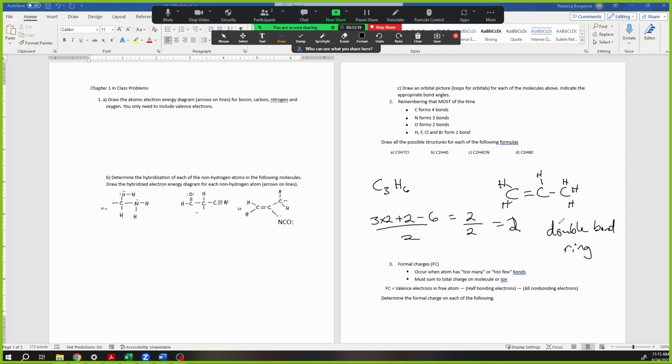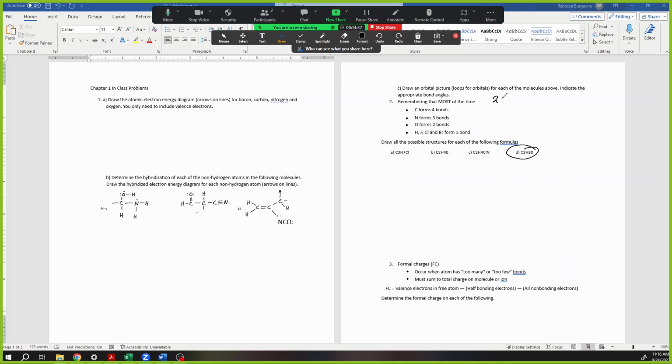The formula was 2 times carbon plus 2 minus hydrogens minus halides plus nitrogen, all divided by 2, equals unsaturation. X is halides, so chlorine, bromine, iodine, fluorine. So let's do B then.